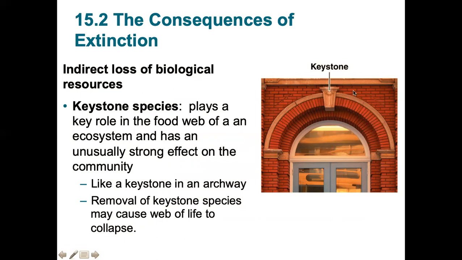It's actually an incredibly strong structure, but if you were to pull that one out, that arch has to be supported until the keystone brick is put in. Once it's put in, then it is self-supporting, and so the keystone species, by analogy, is the species that if you pulled it out, the whole rest of the community would collapse, or at least have the strongest effect on that community.